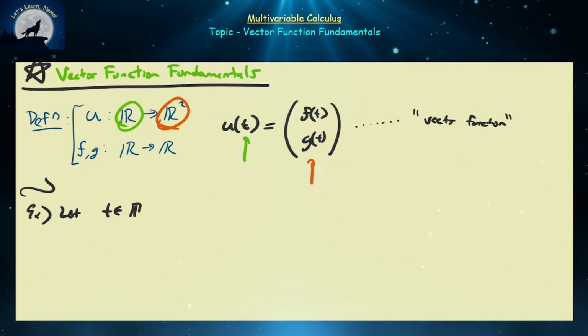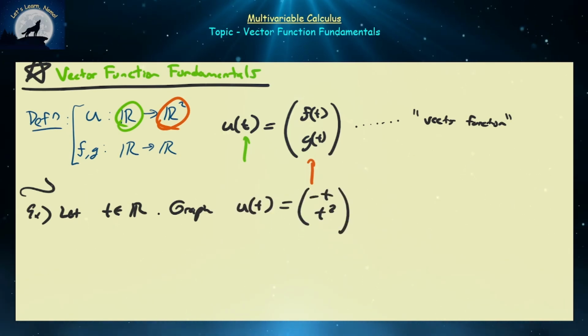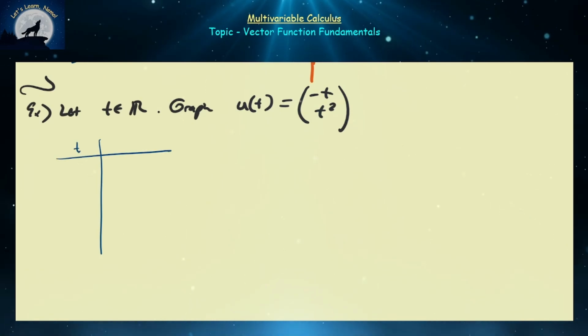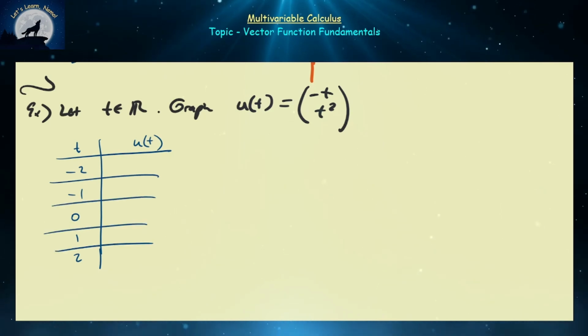So let's assume that t is a real number, and somebody asks you, graph u of t equals (t, t squared). Usually, like back in the day, what we do is we take a bunch of numbers, and then we create a table of values from it. So for example, we have t, and then we have u of t. So for example, we can do minus 2, minus 1, 0, 1, and 2, and see what those particular outputs are going to be equal to.